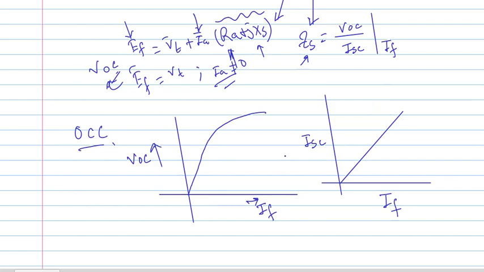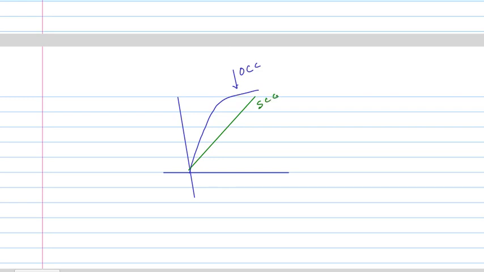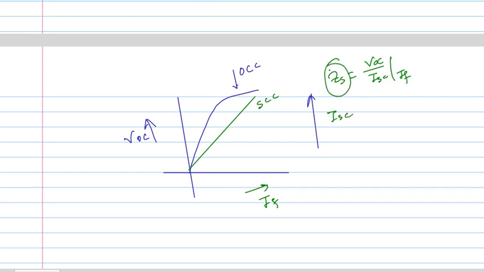Now if you merge these two graphs, it looks like this. This is your OCC, and this one is your short circuit characteristic. Now Zs is nothing but your Voc divided by Isc for a particular field current. This is your field current axis, this one is your Voc, and this one is your short circuit current. If we divide at each point, we find this parameter, and this is your Zs.